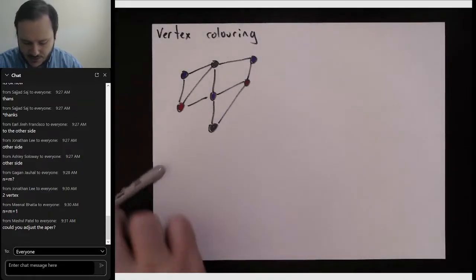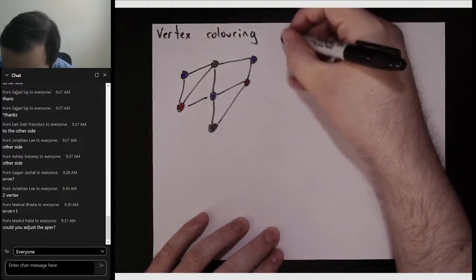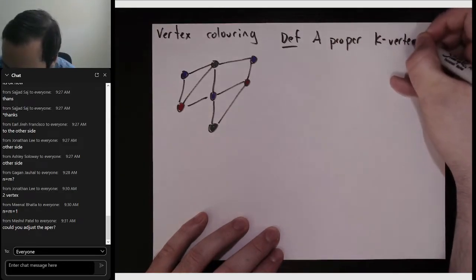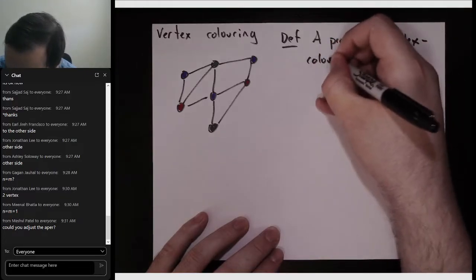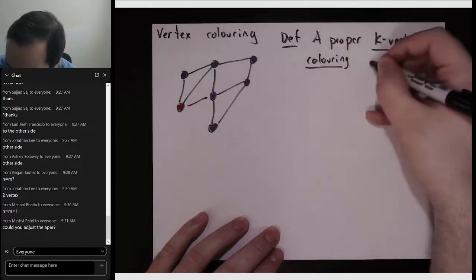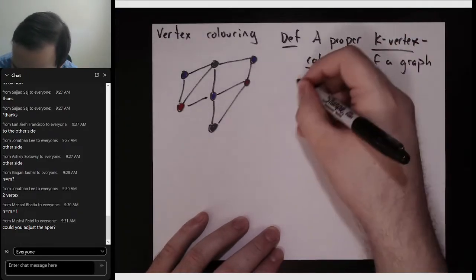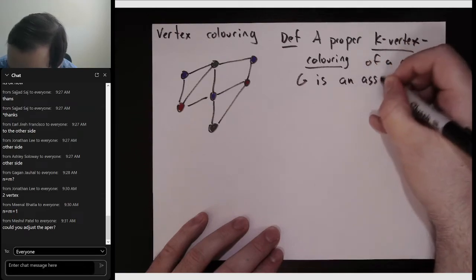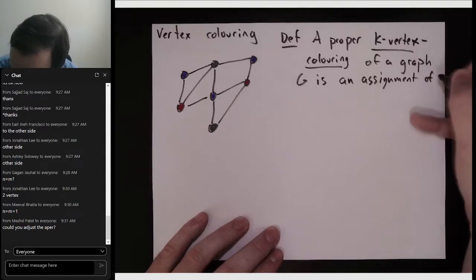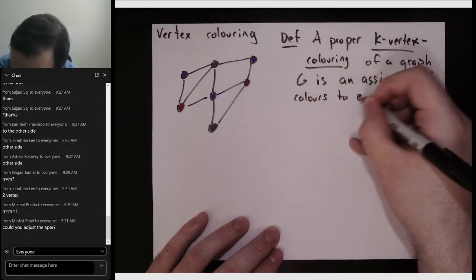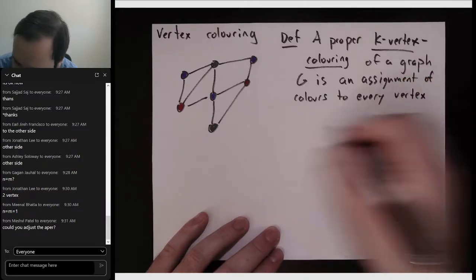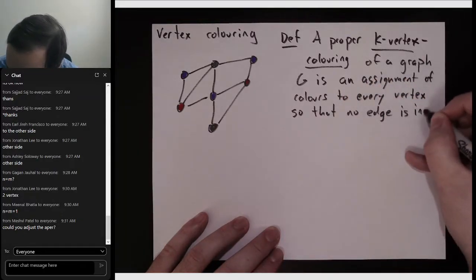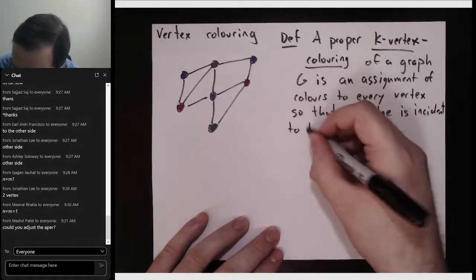So a proper k vertex coloring of a graph G is an assignment of colors to every vertex so that no edge is incident to two vertices of the same color.